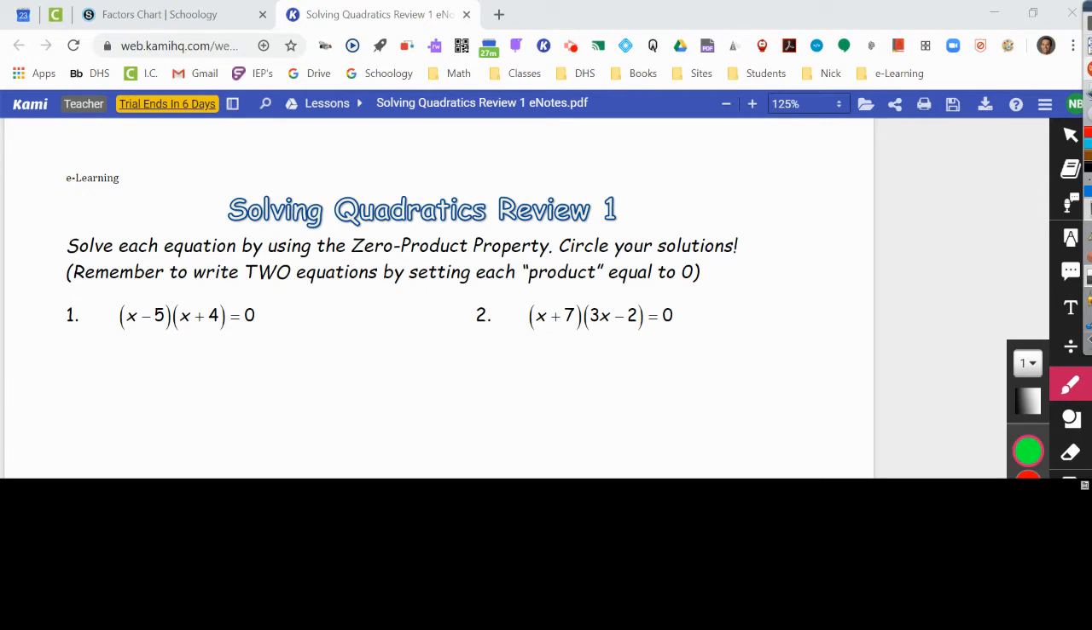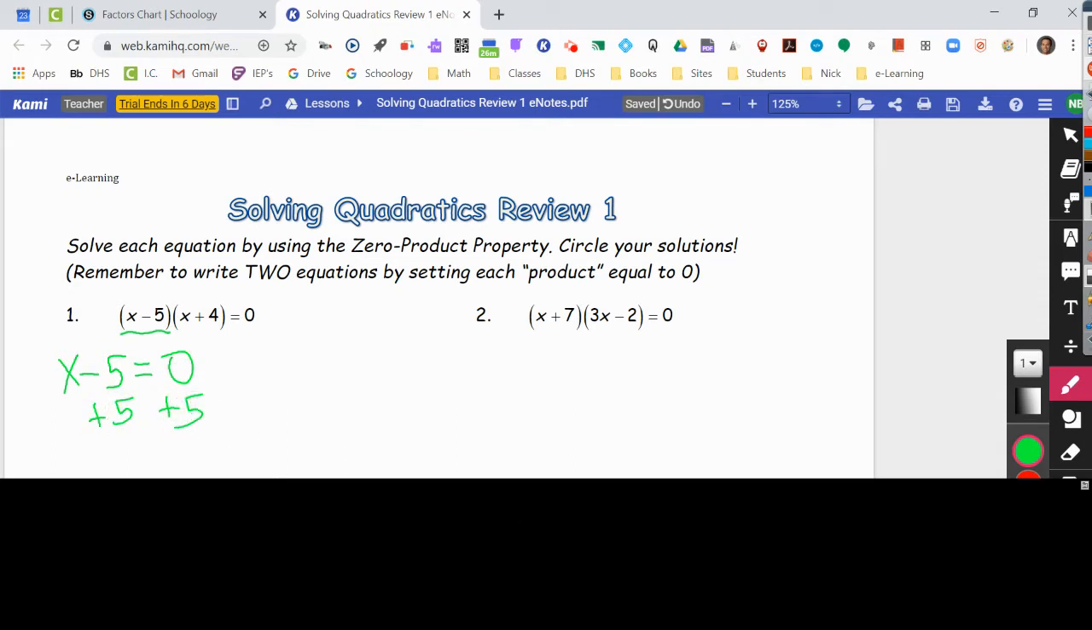So the directions here say to solve each equation by using the zero product property, and we're going to circle our solutions. Remember to write two equations by setting each product equal to 0. So the two things that multiply together, we're going to set equal to 0 and solve both equations. Okay, so it looks like we have x minus 5 times x plus 4 is equal to 0. All right, so it looks like these first two problems are already factored for us. So we're simply going to write out our two equations, and we're going to solve both of them.